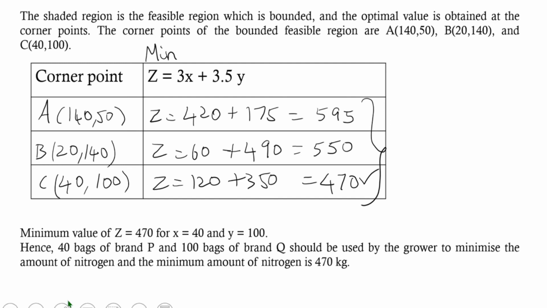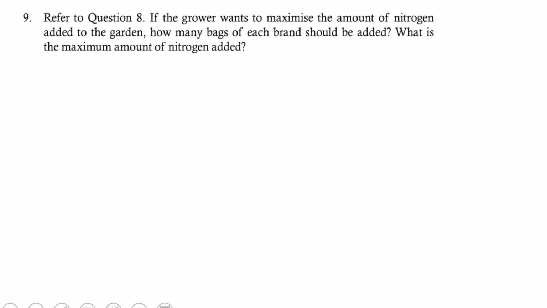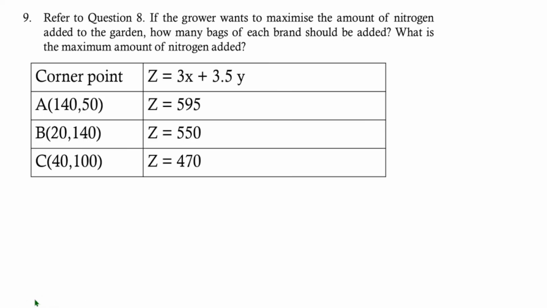Let us move on to the next question. Question number 9. It says, refer to question 8. If the grower wants to maximize the amount of nitrogen added to the garden, how many bags of each brand should be added? What is the maximum amount of nitrogen added? So, for the same question number 8, we have to find the maximum value of Z. Let me draw the table again. This is the table which we have finished just now. So, for various corner points, we have the values of Z.